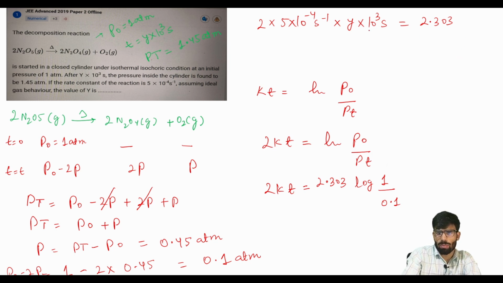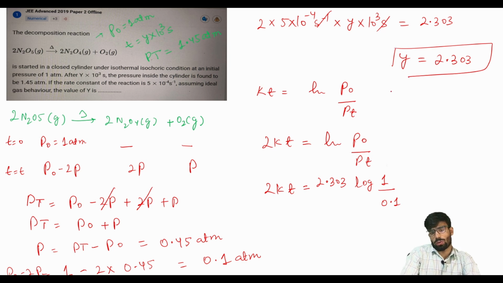Upon solving this, second and second inverse will get cancelled out. Here we will get 10 power minus 1. So upon solving, 2 into 5 is 10, that is 10 power minus 3, and we will get simply y equal to 2.303. That's the solution for this question.